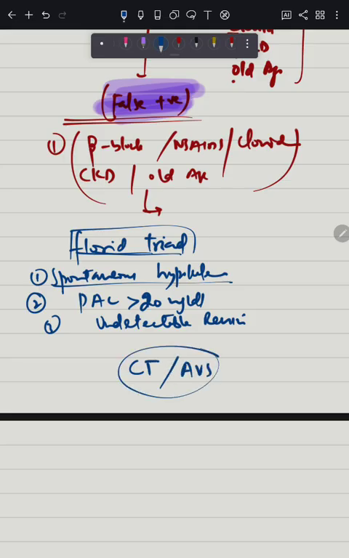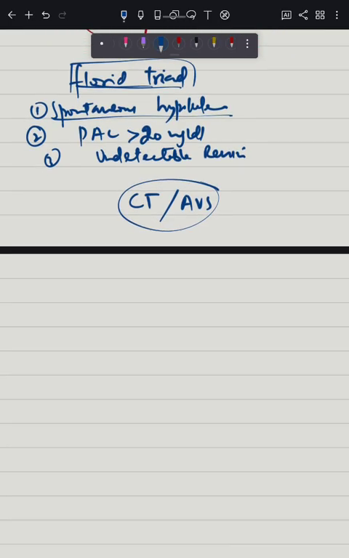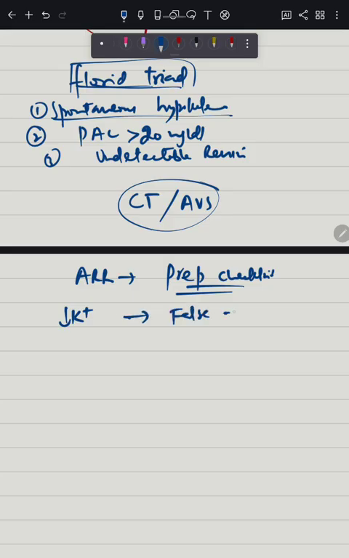So in a nutshell, to make your ARR result trustworthy, here is the test preparation checklist. For example, you have to correct hypokalemia, because low potassium suppresses aldosterone, so it will give false negative results. Plus liberal salt intake is to be done, a morning sample is to be taken, and the patient should be seated upright for a few minutes.